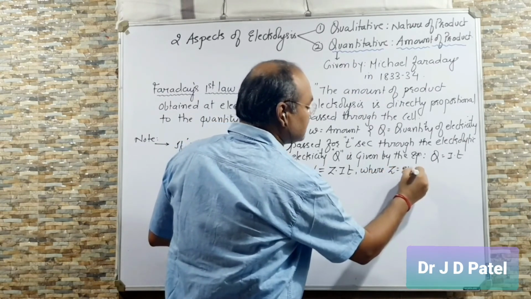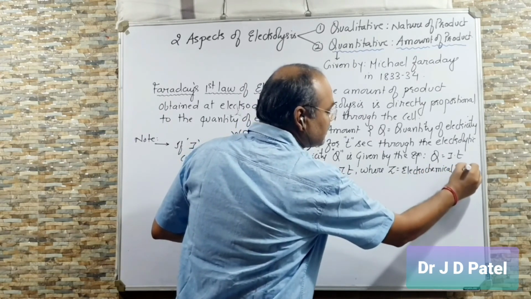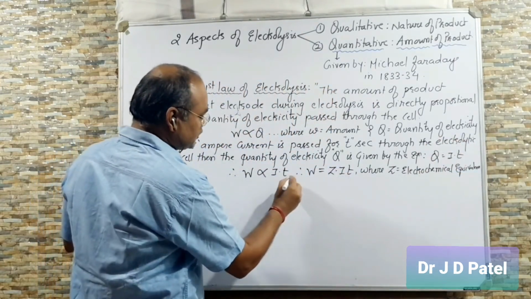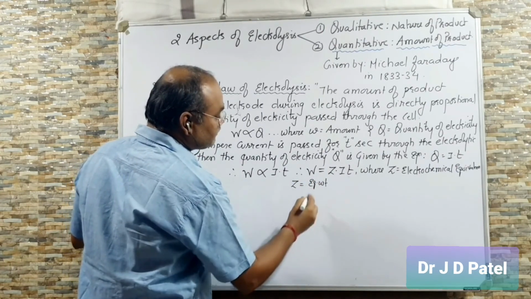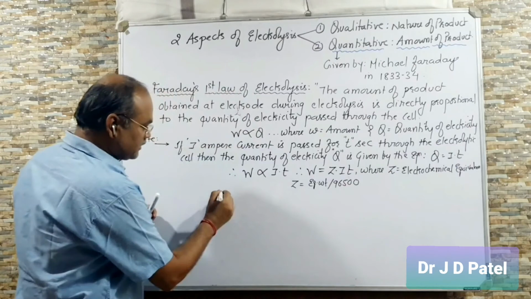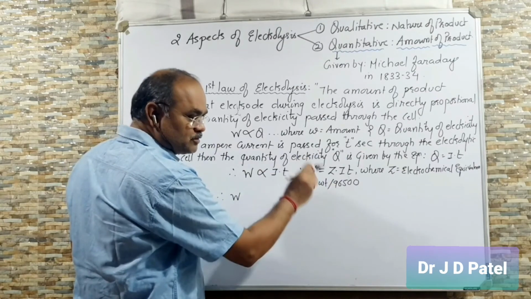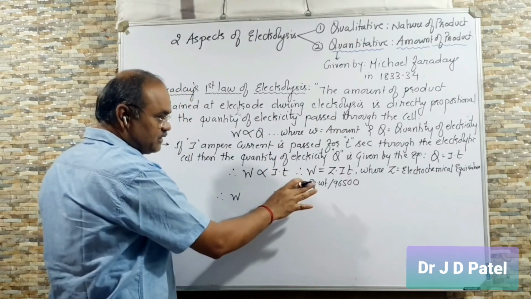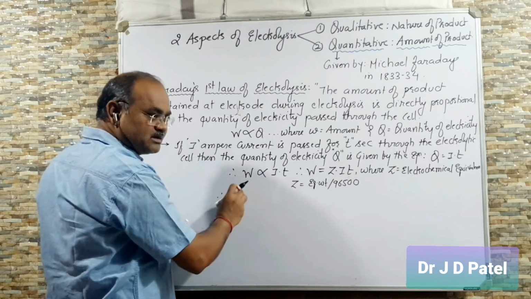Z is electrochemical equivalence. Electrochemical equivalence. And Z is also equal to equivalent weight divided by 96500. So therefore, I can write, see, I am deriving this formula in detail so that you can use this formula for JEE questions. Otherwise, you have to solve it in detail. We will study both types of numericals. Using this formula, we will study in detail and how to find out the answer in short also.